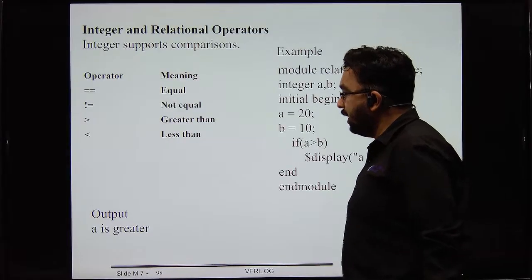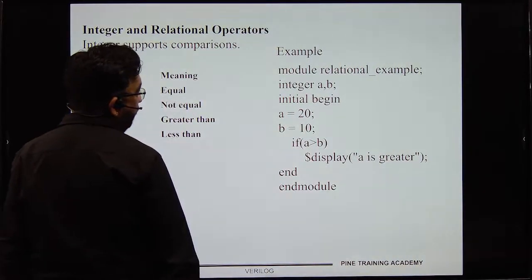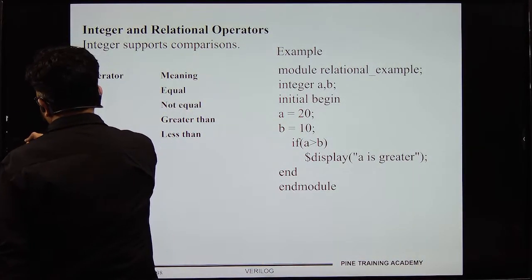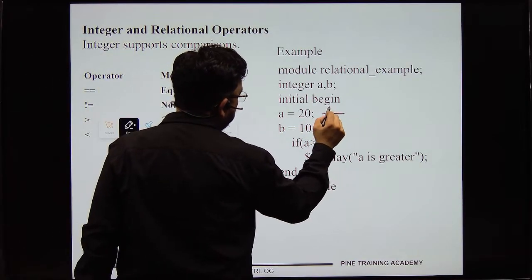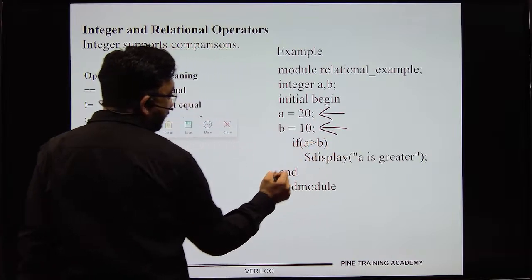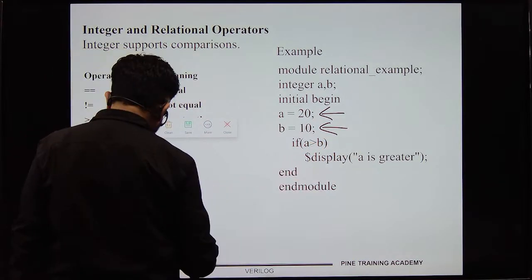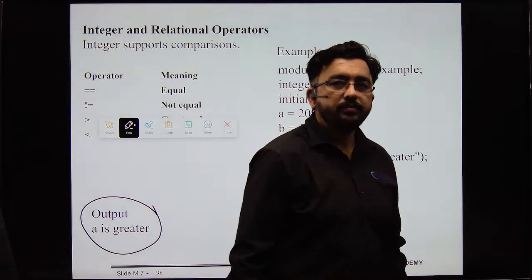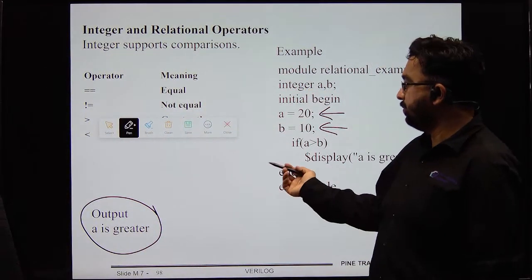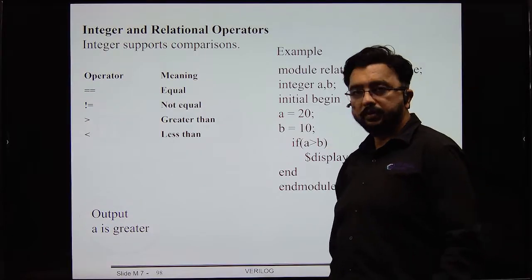So I have made one program. Here A is 20 and B is 10. If A is greater than B, then whatever the output is, A is greater. Simple.